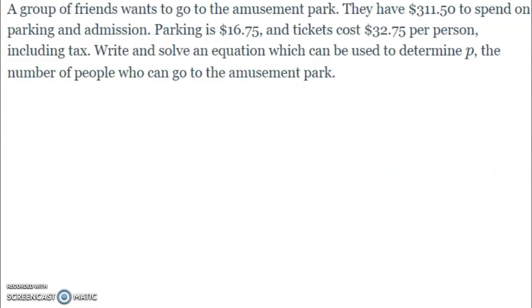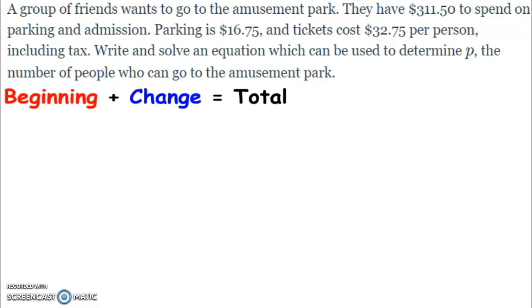Alright, a group of friends wants to go to the amusement park. They have $311.50 to spend on parking and admission. Parking is $16.75. The tickets cost $32.75 per person, including tax. Write and solve an equation which can be used to determine P, the total number of people who can go to the amusement park. Now, I'm not sure if I use P as a variable, but it's basically the same thing. You want to start off with the beginning, the change, and the total.